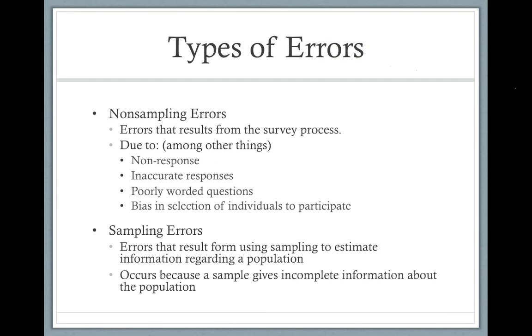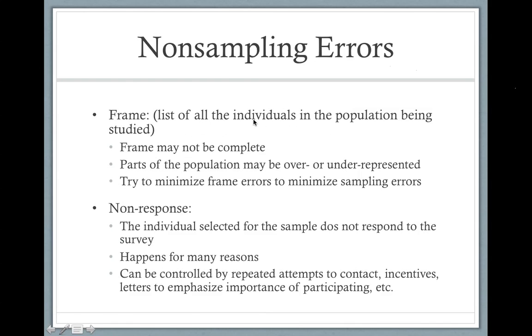Okay, the types of errors that we want to talk about. First are non-sampling errors, and these are the two broad categories of errors. Non-sampling errors are errors that result from the survey process. They may be due to non-response, inaccurate responses, poorly worded questions, or bias in the selection of individuals. The other types of errors are sampling errors, and these are errors that result from using the sampling to estimate information about a population, and it occurs because a sample might give some incomplete information about the population.